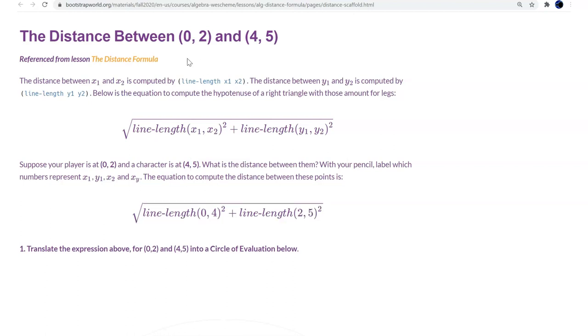Now, I want you to pause for just a second and translate this into circles of evaluation. So go ahead and pause right now, and on your whiteboard or on your paper, translate this specific version of the formula into circle of evaluation. Remember, this outside part is the square root. Go ahead and do that. Good. Hopefully you have a circle of evaluation for that.